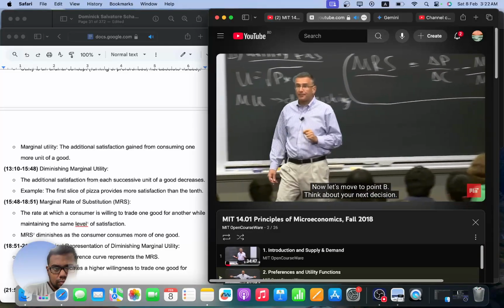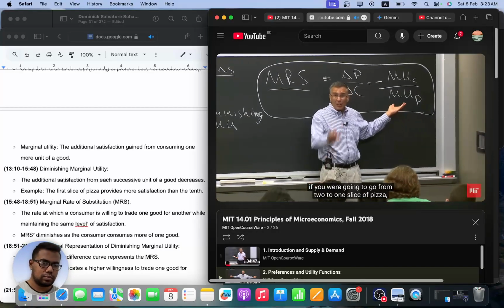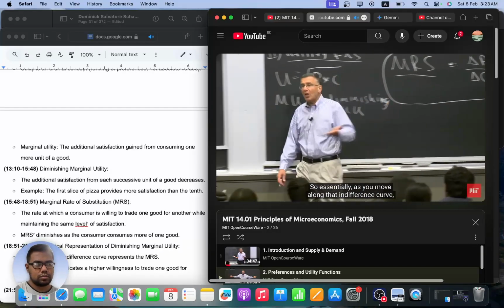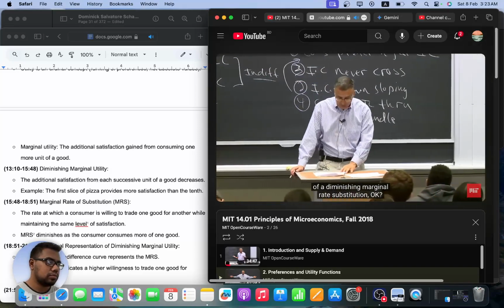Now let's move to point B and think about your next decision. Well, now your marginal utility of pizza, if you're going to go from 2 to 1 slice of pizza, pizza's worth a lot more than cookies. So now it gets smaller. So essentially, as you move along that indifference curve, because of diminishing marginal utility, it leads to this issue of a diminishing marginal rate of substitution.